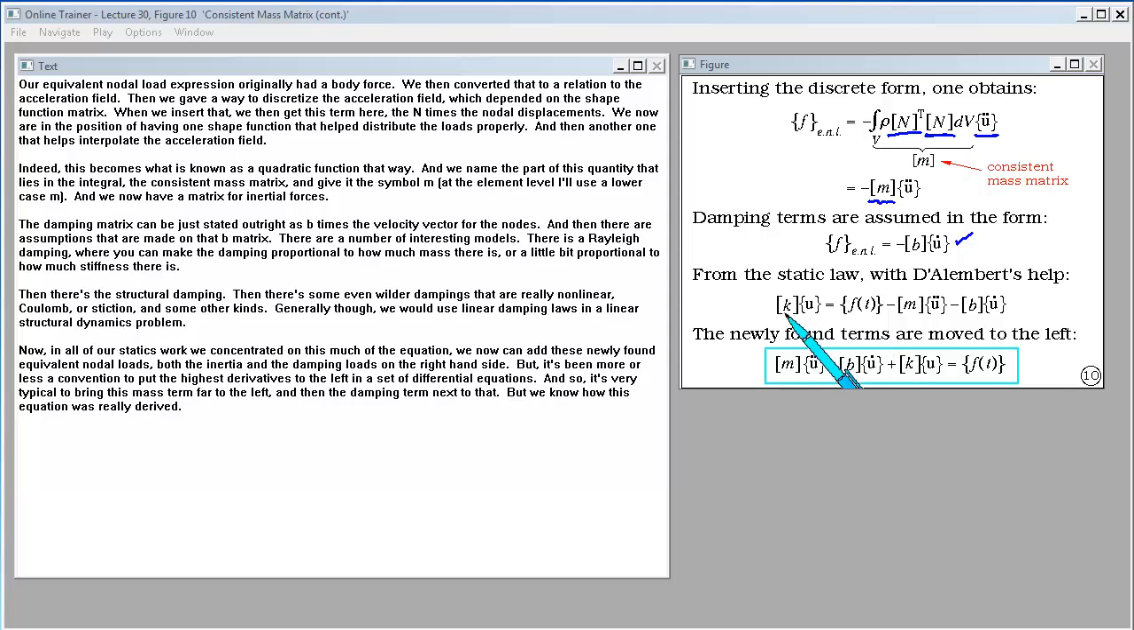Now, in all of our statics work, we concentrated on this much of the equation. We now can add these newly found equivalent nodal loads, both the inertia and the damping loads on the right-hand side. But it's been more or less a convention to put the highest derivatives to the left in a set of differential equations, and so it's very typical to bring this mass term far to the left and then the damping term next to that. But we know how this equation was really derived.